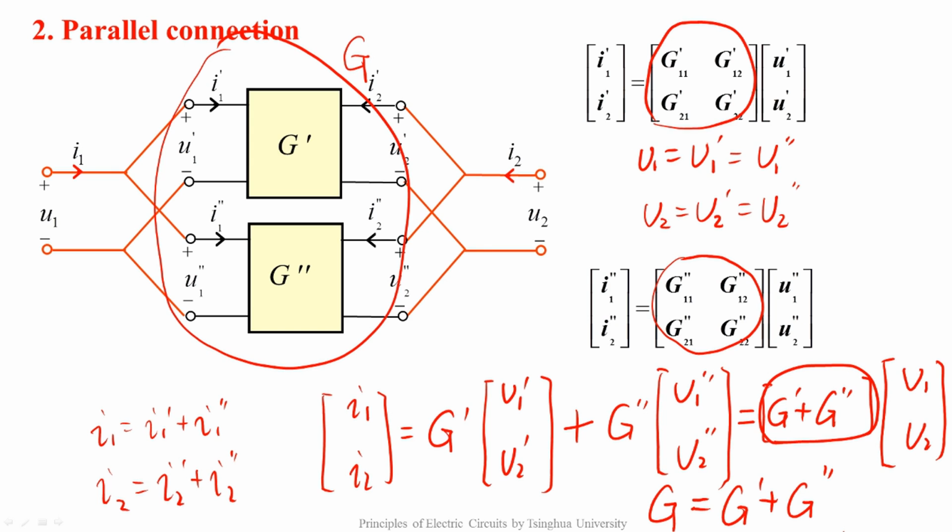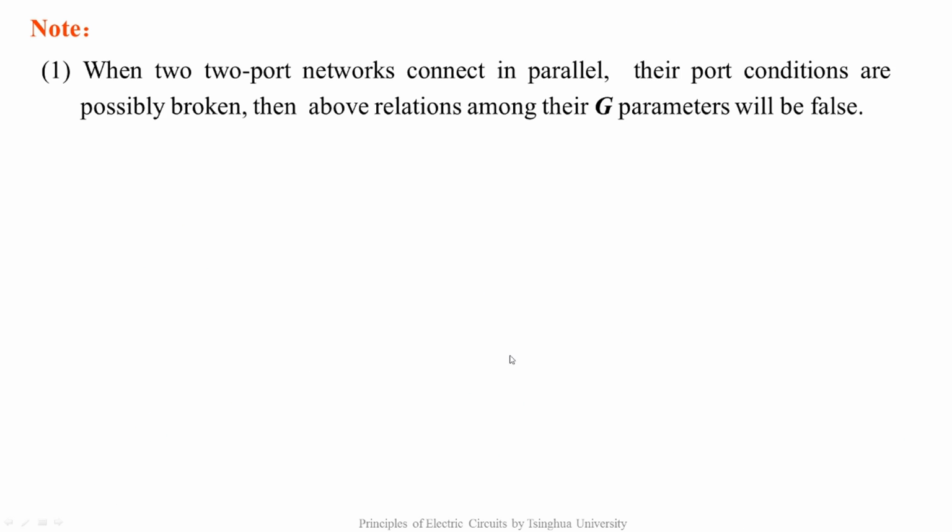One point should be emphasized. When the two-port networks are connected in parallel, their port conditions are possibly broken, then the above relationship between their G parameters will be false. In other words, the G parameters of the composite two-port isn't equal to the sum of the G parameters of the two parallel two-ports any longer.